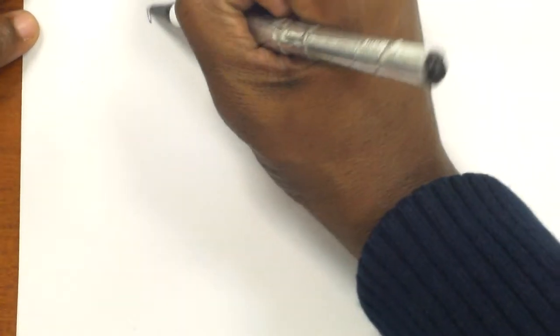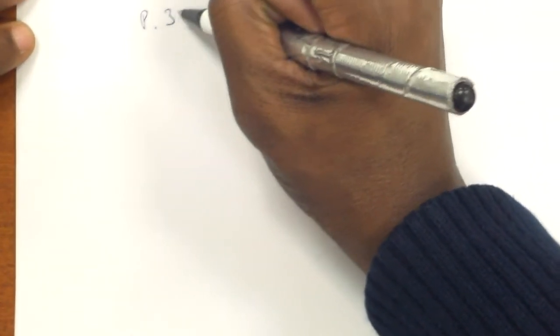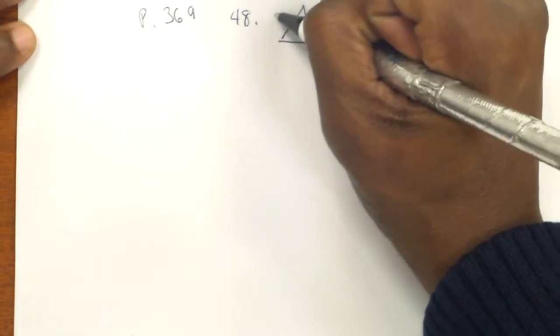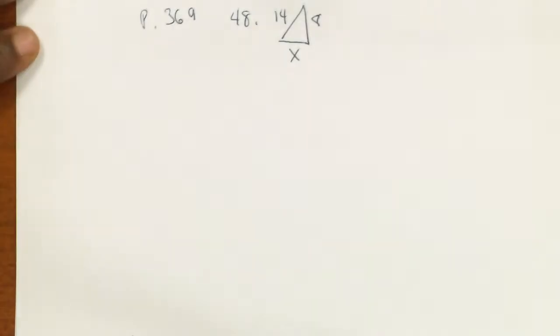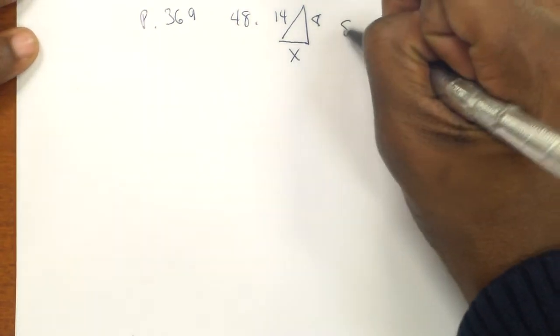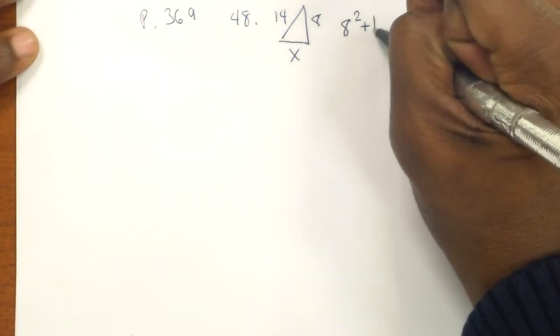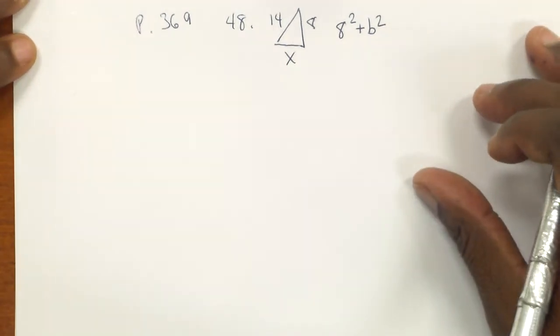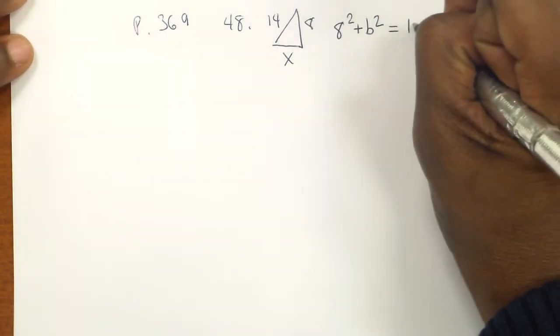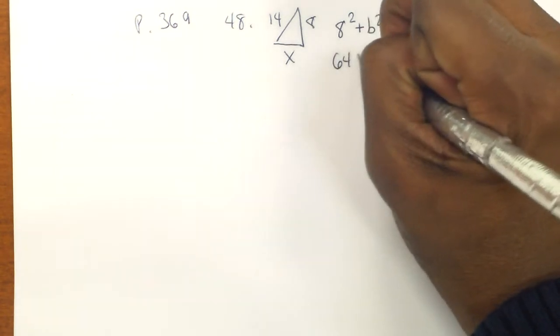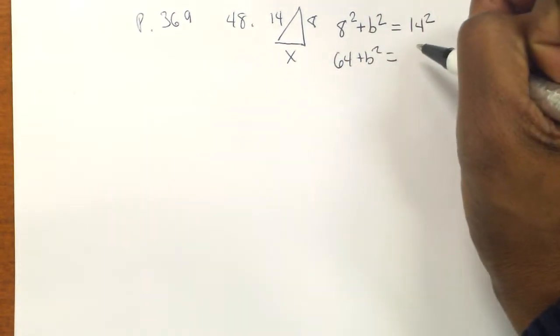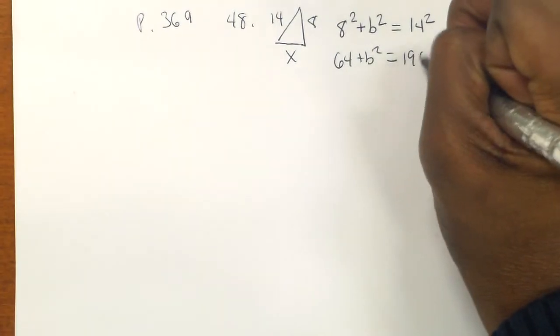The first problem you had was on page 369. We're going to look at number 48, which is testing the Pythagorean theorem. So you had a right triangle with a hypotenuse of 14, a leg of x, and a leg of 8. We know the Pythagorean theorem means a squared plus b squared equals c squared. You square 8, which is 64, plus b squared equals 14 squared, which is 196.